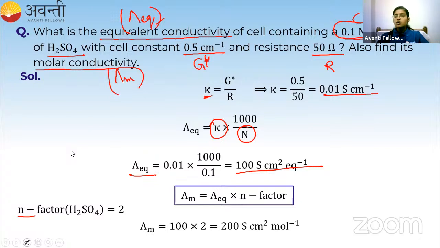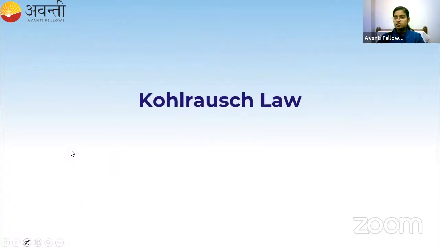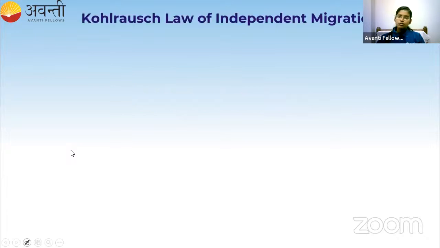Okay, good. Now, next we will move on to Kohlrausch law, a very important law. We have discussed the conductivity cell, the measurement of conductivity, and in the previous case the molar and equivalent conductivity. Now the very important thing we are going to discuss is Kohlrausch law. Kohlrausch is the name of the scientist. The full name is the Kohlrausch law of independent migration of ions.